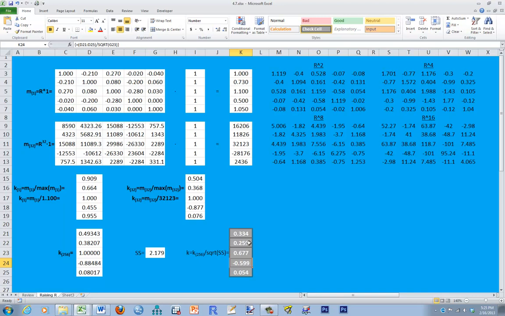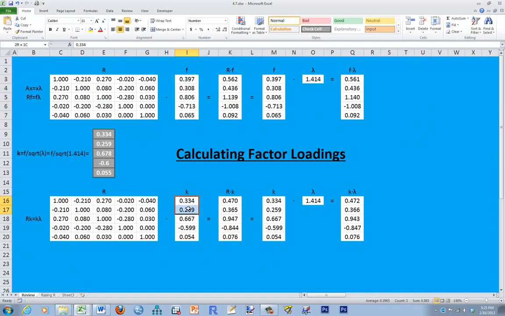So does anything about this that we just calculated look familiar at all? It should, because if we go back here, it's the exact same thing that we got over here. It's the K that we calculated from the loadings reported in the Locurto et al. paper from this R correlation matrix.